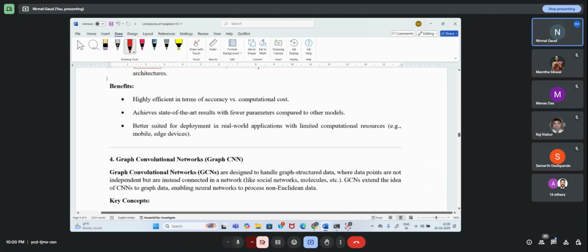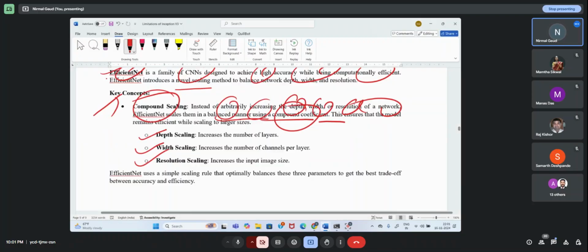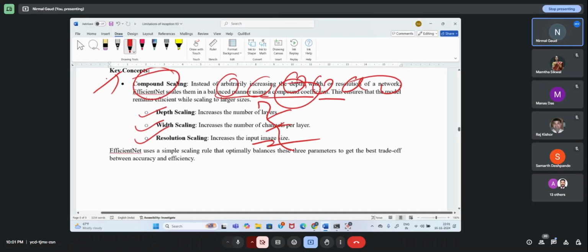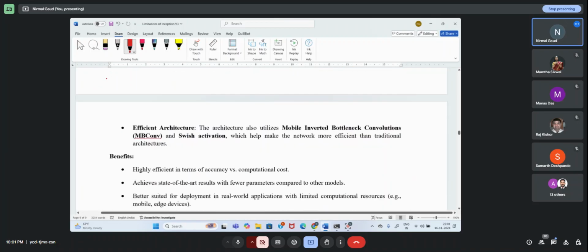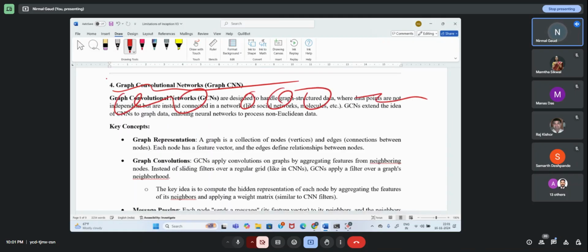Okay, so this is like your EfficientNet, which increases the number of layers, number of channels, that means input size, image resolution. Okay, graph convolution network. Graph convolution is designed to handle graph structure. That means where data points are not independent, they are connected with the network, like social media. This is graph convolution.